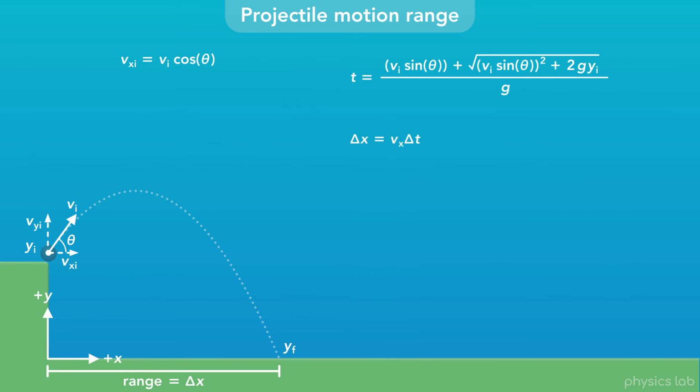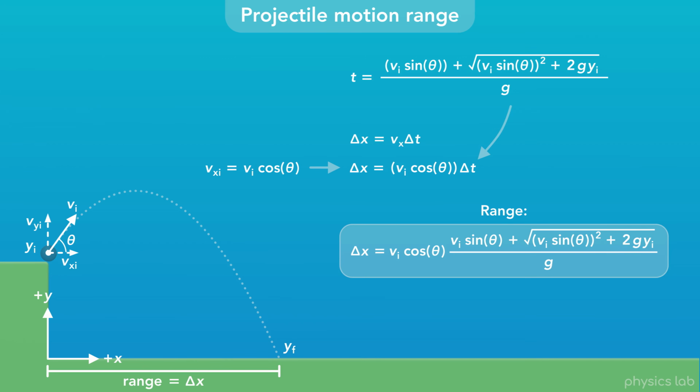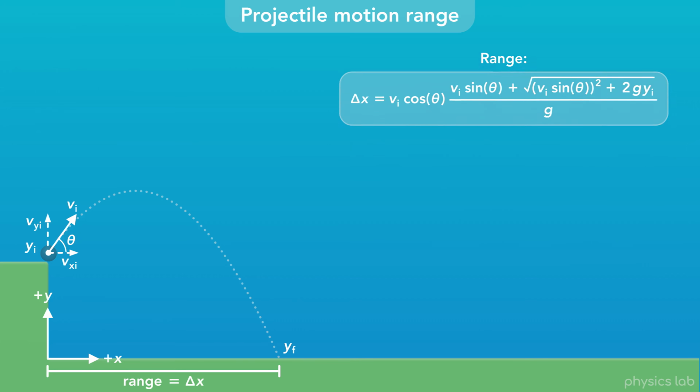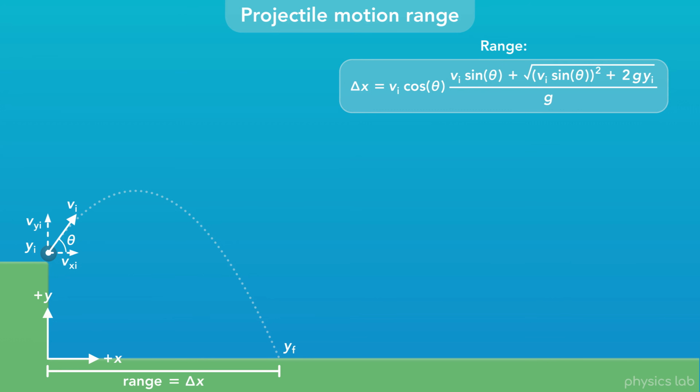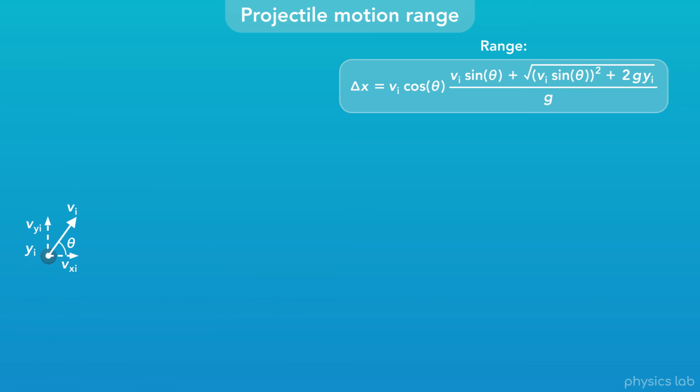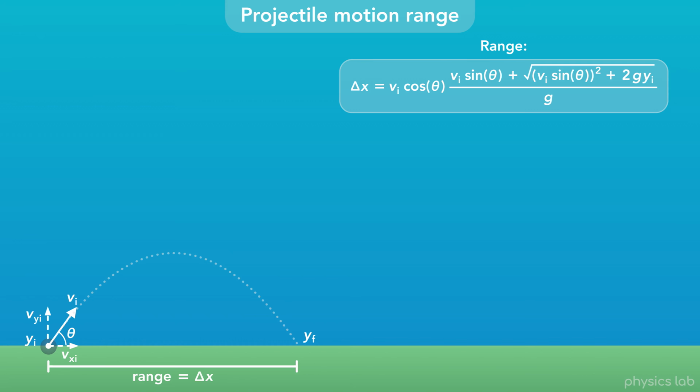The range is the x velocity times the period of time. We replace the x velocity with the initial velocity times the cosine of theta, and we replace t with the equation we just found. So this is the range equation for any projectile motion. But if the initial and final heights are both 0, then we can simplify this a lot more.